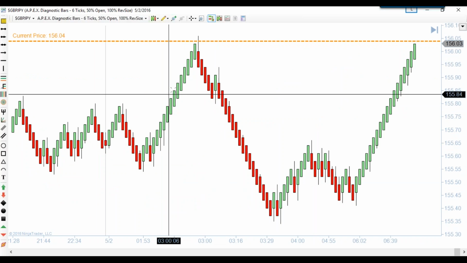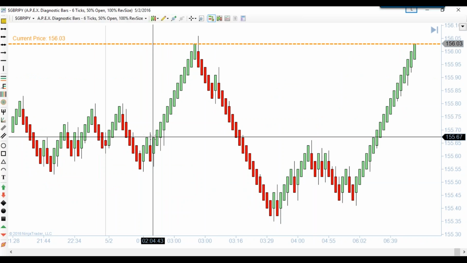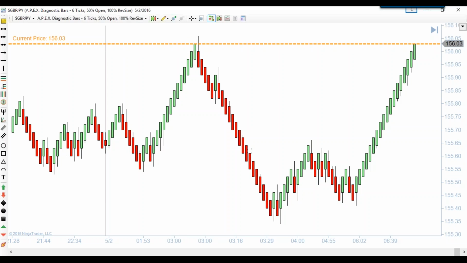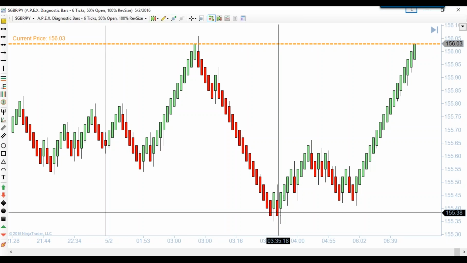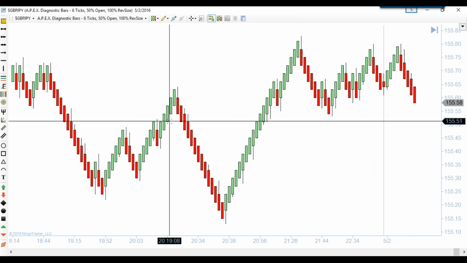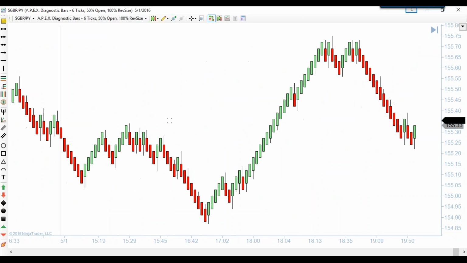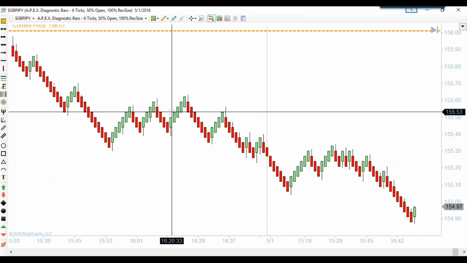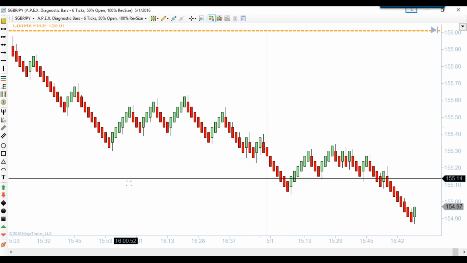In the middle of the night when Europe was opening up, it had a move here of about 40 pips, and then 156.04 down to 155.60. That thing moves. You can see it right there. The thing moves, and it moves good. One of my favorite pairs. So plenty of good stuff there.